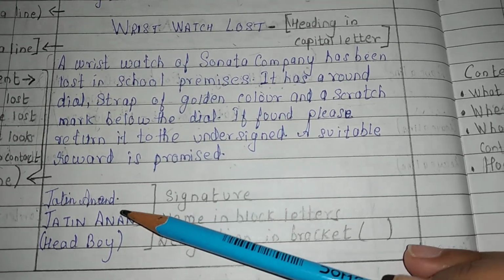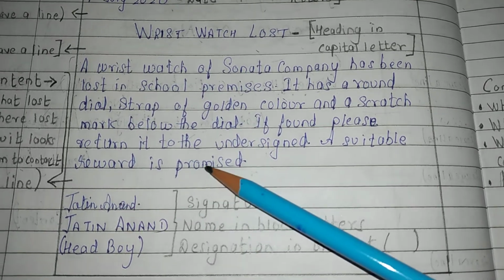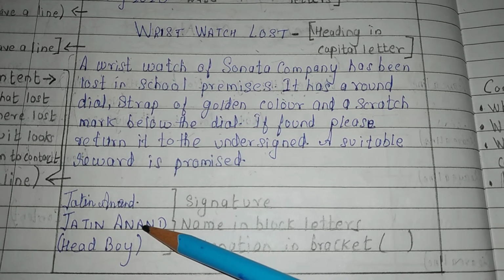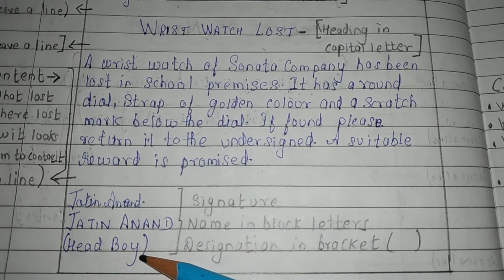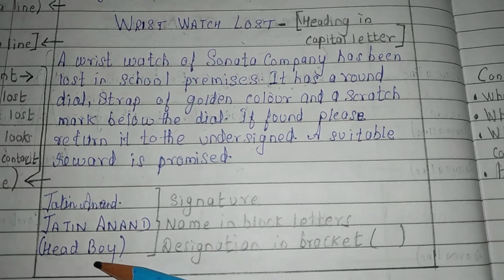So the name I showed you in the question, it was given. So we are writing the name, हम सिग्नेचर कर रहे हैं. पहले जतिन आनंद सिग्नेचर हो गया. Again name in block letters, so Jatin Anand we are writing and this student is a head boy, तो हमने यहाँ पर लिख दिया head boy designation आ गया, again in bracket.